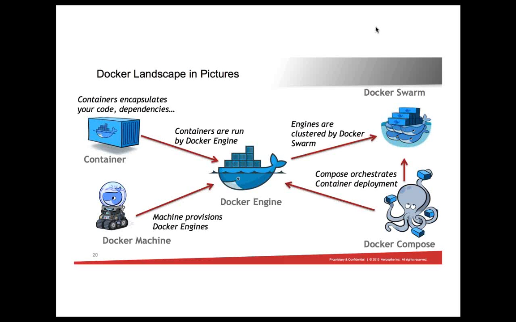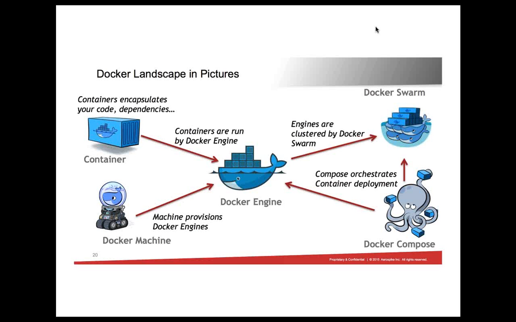My application or my microservice may be built up of a number of disparate components. Well, this is where Docker Compose comes in. Docker Compose, as we'll see later, is the way to describe these sets of services and orchestrate their deployment and execution together. And Docker Compose can orchestrate against a single engine, or as you see on the top right, it can actually orchestrate against a swarm of engines.